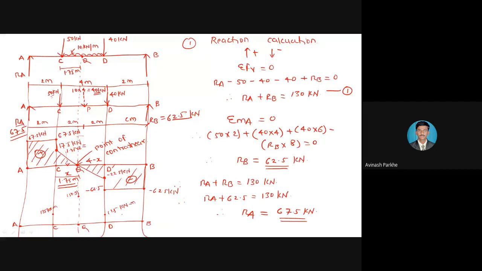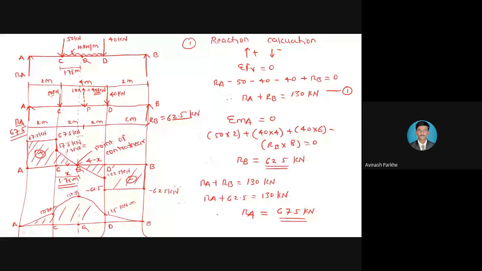Now please tell me, the AC distance is joined by the inclined line or parabolic curve? Inclined line. Yes. Now CQ distance. Parabolic curve, because between C and Q, UDL is there. Therefore, this is parabolic. QD distance, again parabolic curve, because in between C and D, total UDL is there. And then point D and B, inclined line. This is inclined.